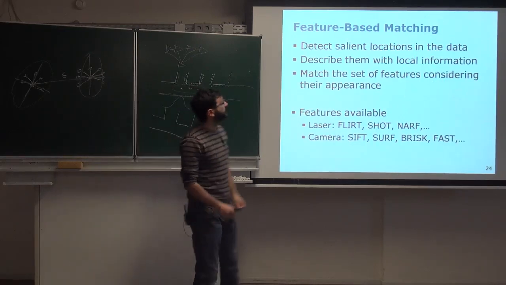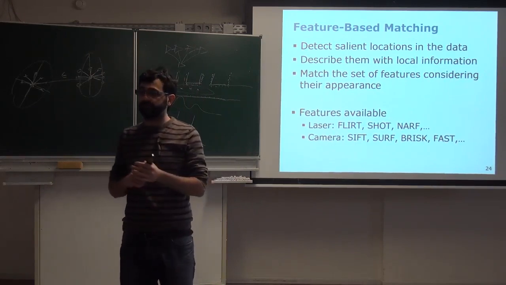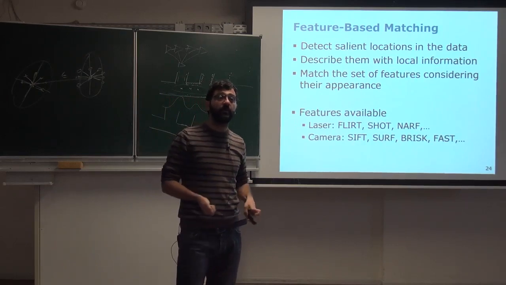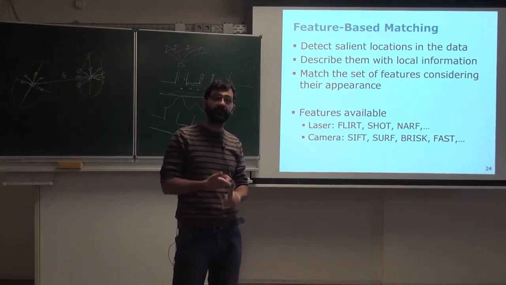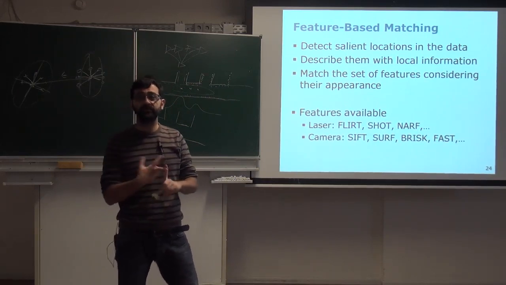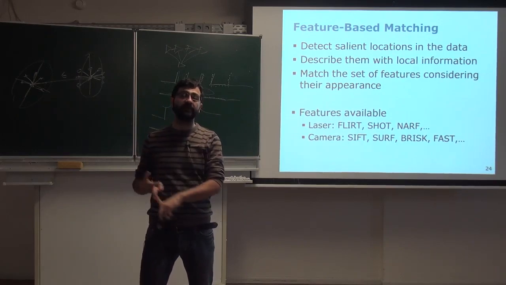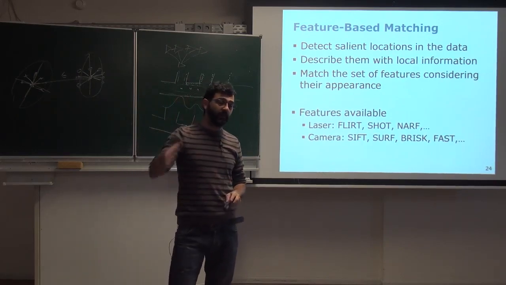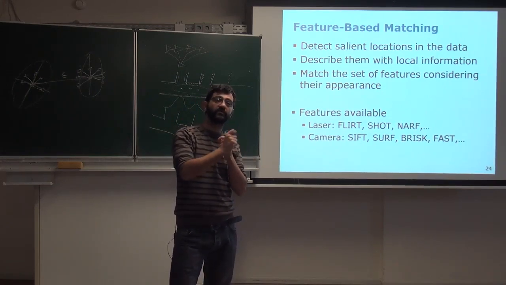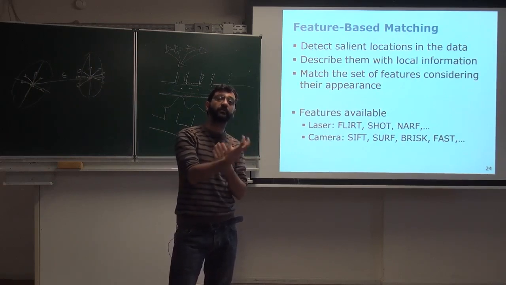So how does this feature-based matching work in practice? There are three main steps. One is that we first detect these features from the data. We describe these features that are detected, and then we do a matching between these feature sets, mostly based on appearance and geometric properties. Okay, so the one limitation of ICP was that the way we do the association between points was just the closest one, and now we do association between points that look the same.